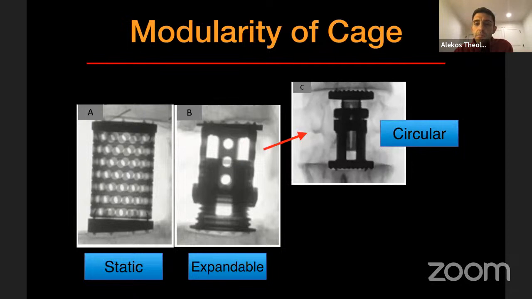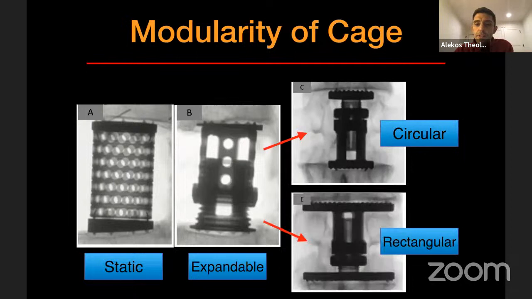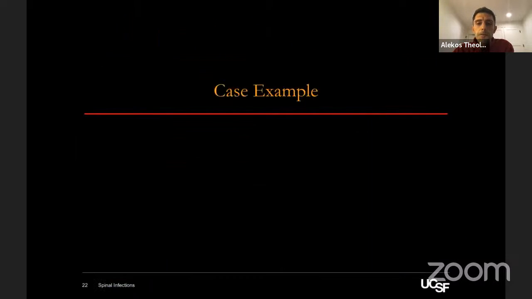They can come in circular end plates or rectangular end plates. You can even see in the image on the upper right that the circular end plates have caused an end plate fracture. So some people would advocate for placing a cage with a rectangular end plate to minimize your subsidence.